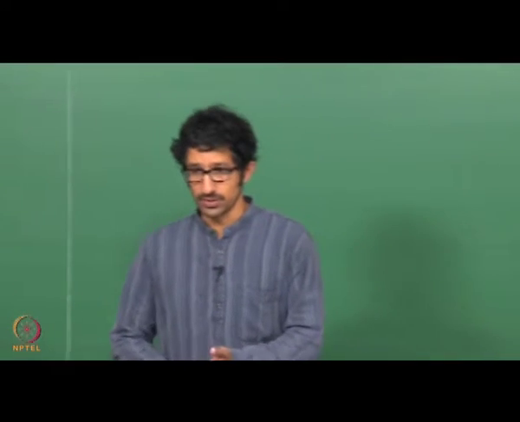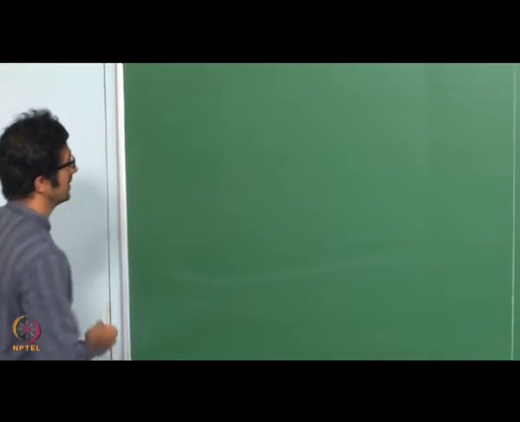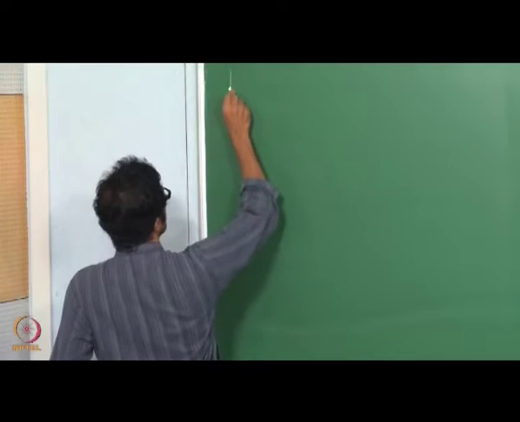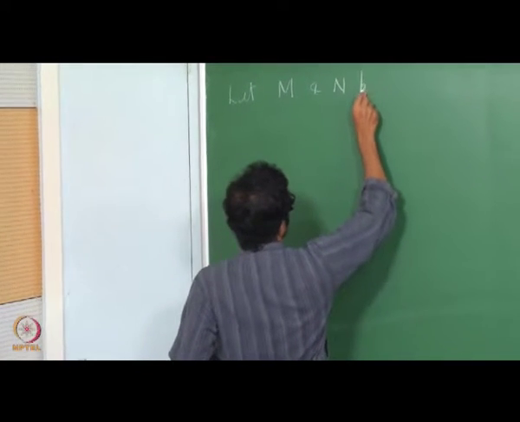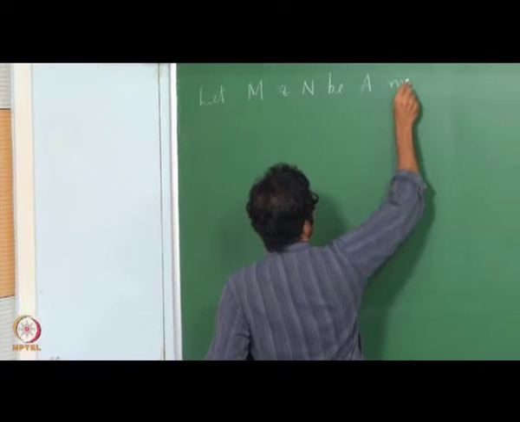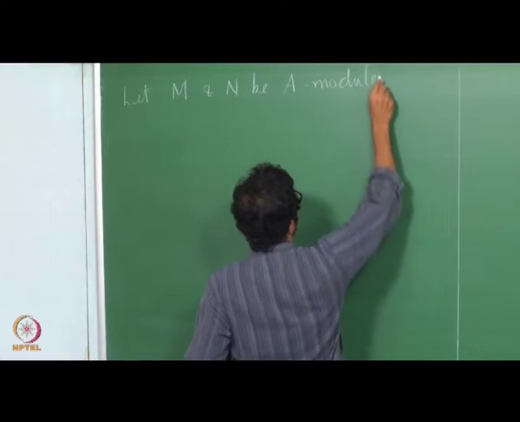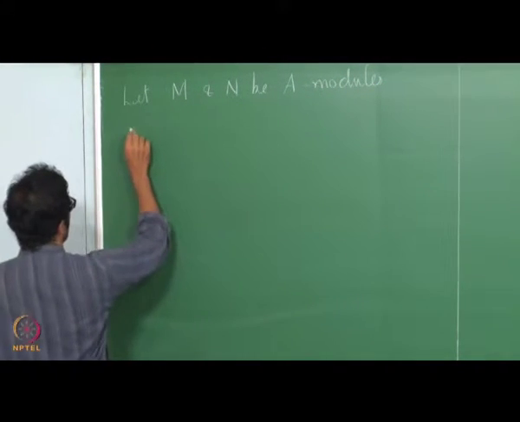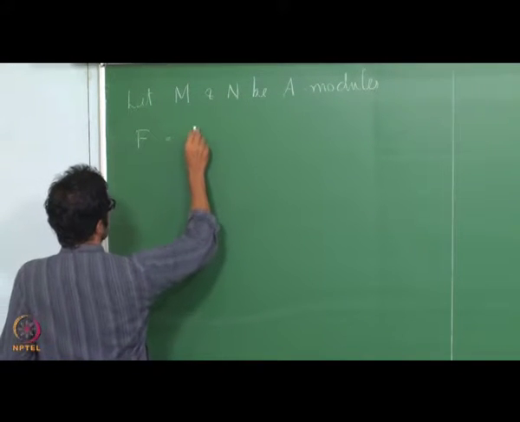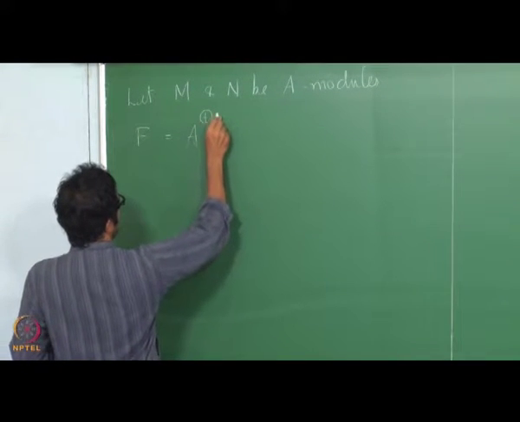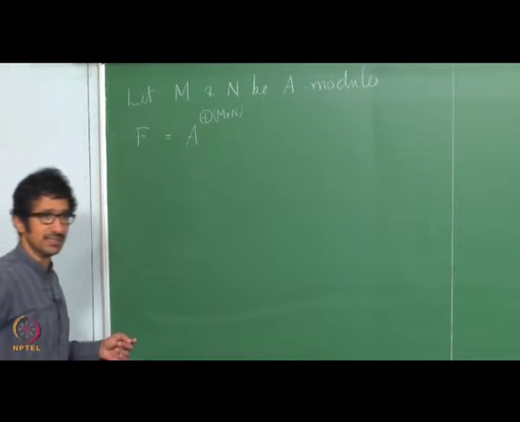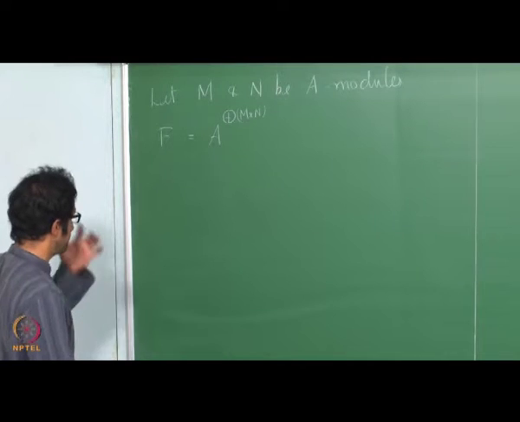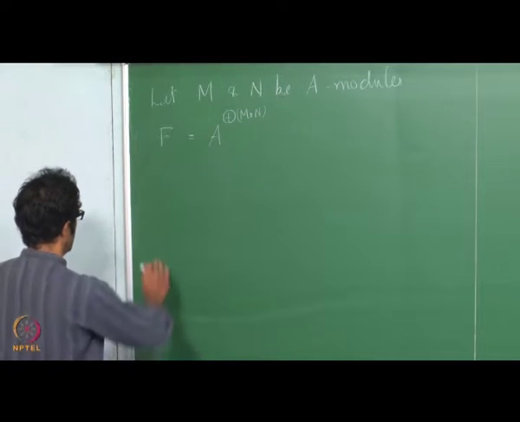So, we were talking about tensor products yesterday. Let us recall the definition. Let M and N be A modules, F be as many copies of A as the number of elements of M cross N.